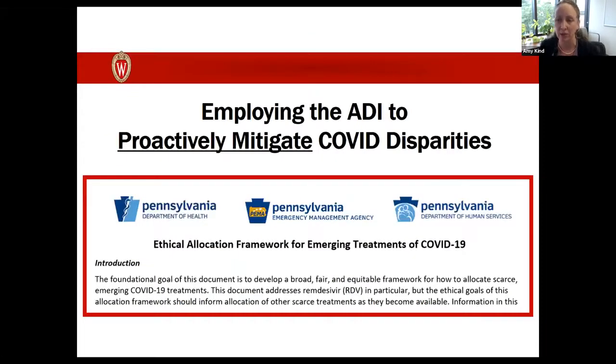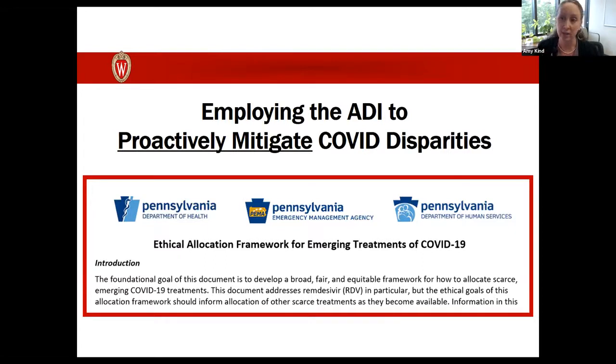But in my last slide, I wanted to share with you some very exciting news that just came out of the state of Pennsylvania. They are actively using these metrics to proactively mitigate COVID disparities. Policy has been released from the Commonwealth of Pennsylvania in order to provide an ethical allocation framework for emerging treatments of COVID. In those statistical models that decide who gets the treatments and who doesn't, individuals that live in highly disadvantaged neighborhoods, as based on our metrics, are much more likely to get remdesivir and some of the other COVID-specific treatments.